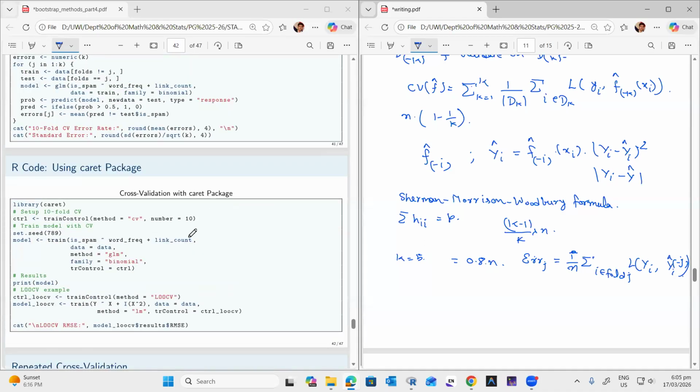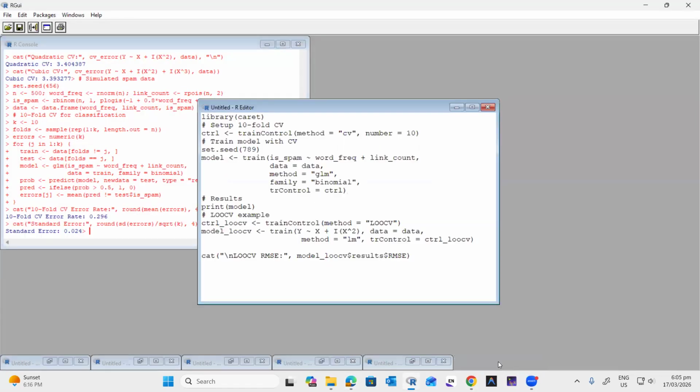So there is a direct package for that one also, that is in the caret library. All right. This is the last one. After that, it will be finished. So caret is the library where we have the cross validation testing. So in the control, we have the trainControl, that is the method equals to CV, number, how many folds we are going to take, that is 10. So it creates a control object specifying the 10-fold cross validation.